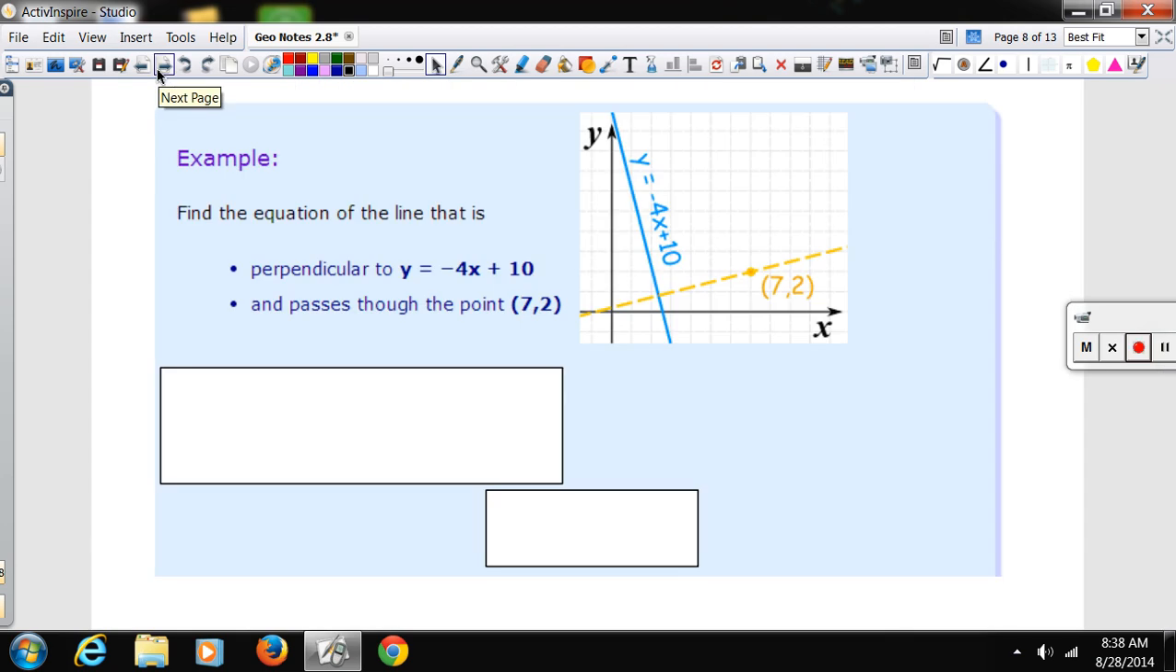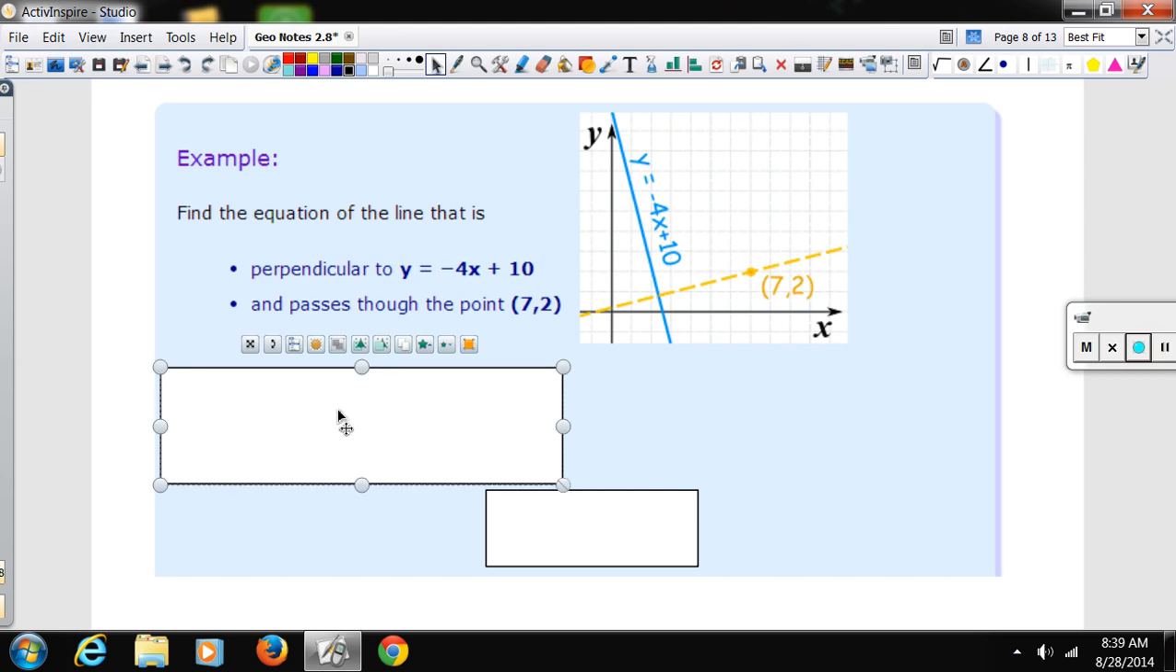Okay, here's an example. Find an equation of a line that is perpendicular to the blue one, y equals -4x plus 10, and it's going to go through this point. So we need to find the equation of the yellow line.